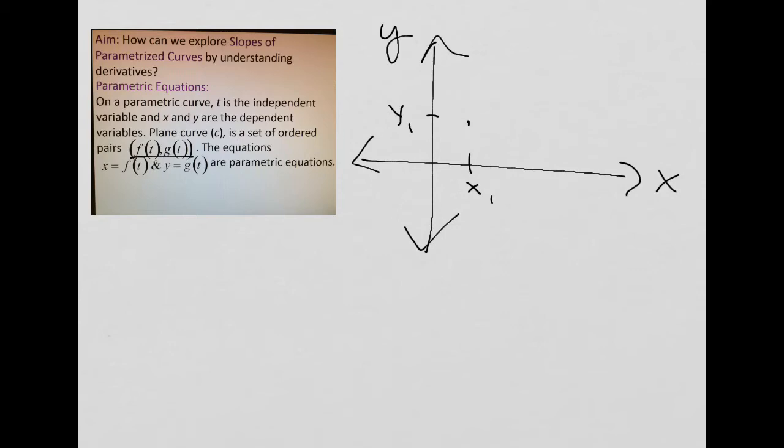We have parametric equations. Okay, we have two equations. That's why it's plural. One is a function of time. The other one is more than likely a different function of time. But that gives us the location of the particle and the path that it represents.